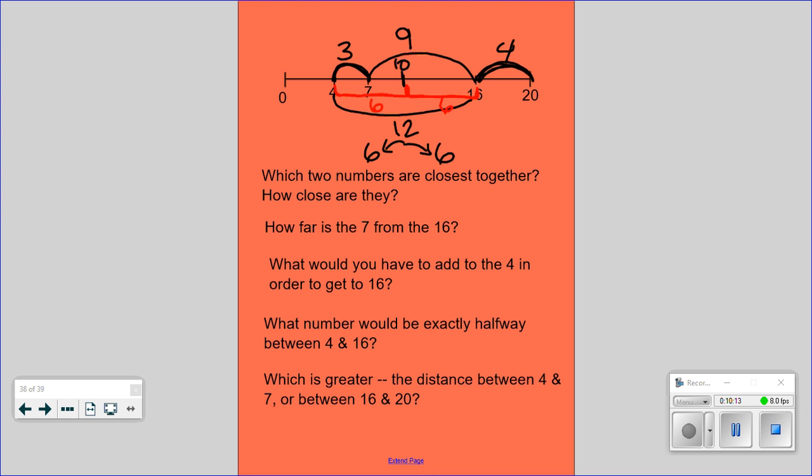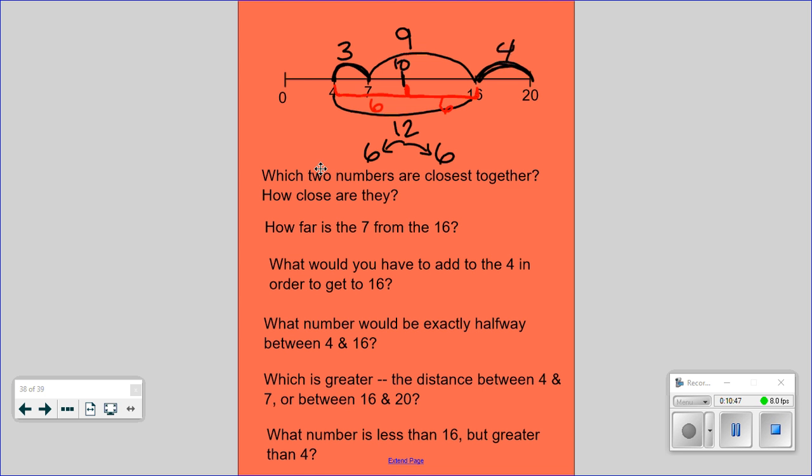Which pair has the greater distance? 4 and 7 or 16 and 20? Brindley? 16 and 20. 16 and 20 have a bigger difference than 4 and 7. It's not asking about which pair of numbers is bigger. It wants to know which jump is bigger. Does that make sense? Yes? Maybe? Hopefully?